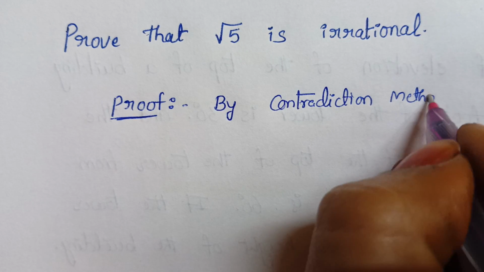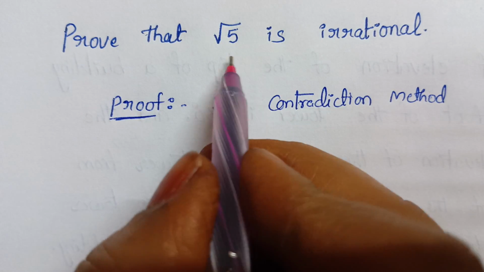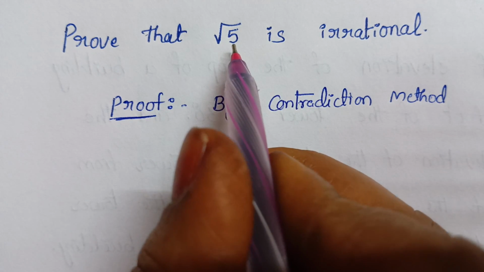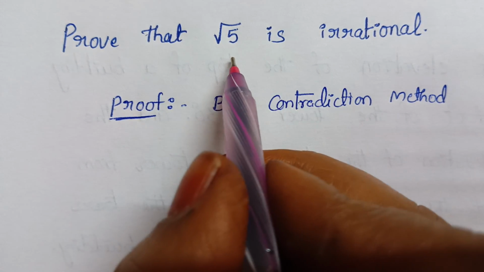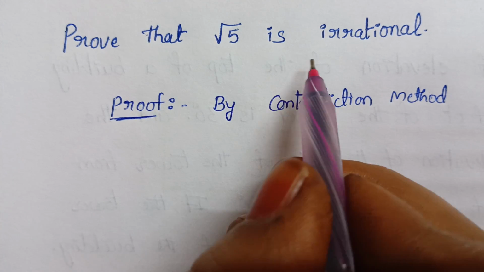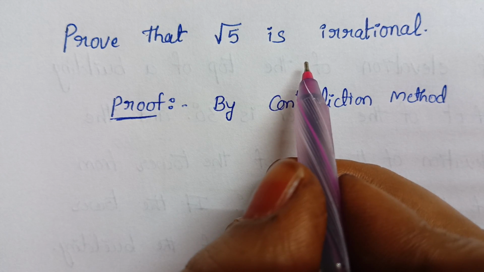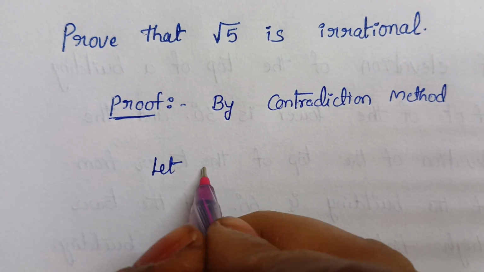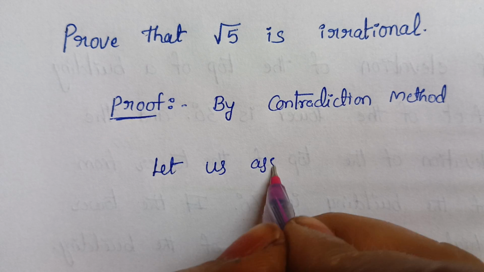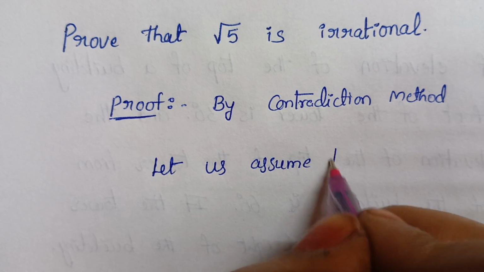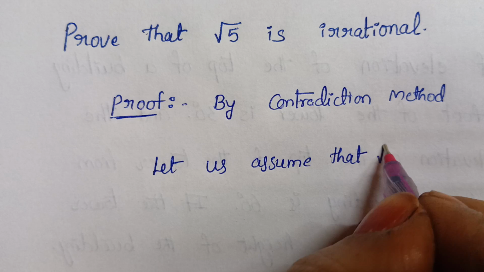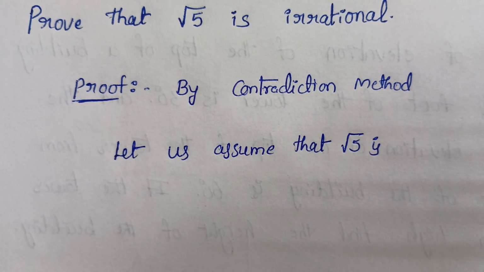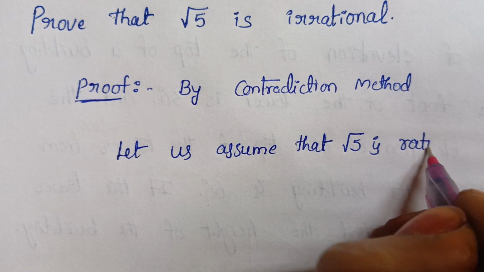What does contradiction method mean? In the opposite way. We have to prove root 5 is irrational, so we assume that root 5 is rational. Rational means the number is in the form of p by q. So, let us assume that root 5 is rational.